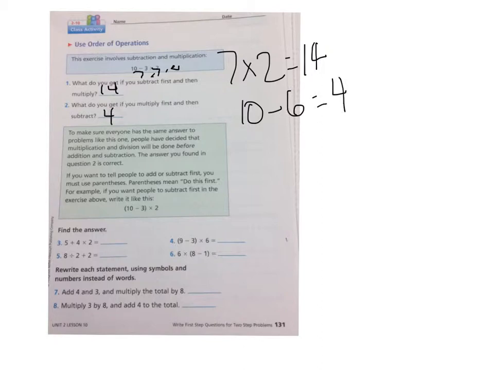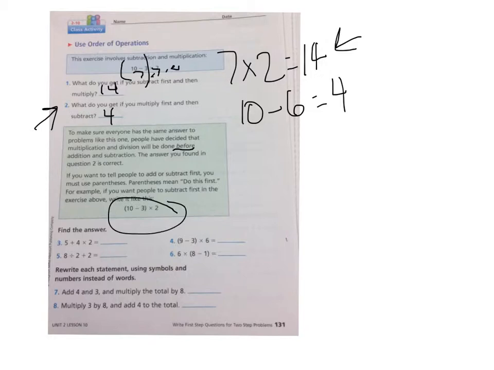So we get 4. To make sure everyone has the same answer to a problem like this one, people have decided that multiplication and division will be done before addition and subtraction. The answer you found in question 2 is correct. So not the first one, the second one. And if you want to tell people to add or subtract first, you must use parentheses. So had there been parentheses around the 10 and the 3, then it would have been 14, okay? But it didn't. That's what this would show.